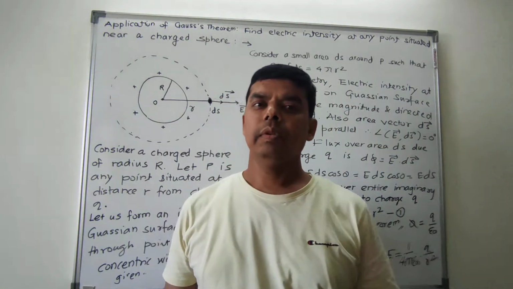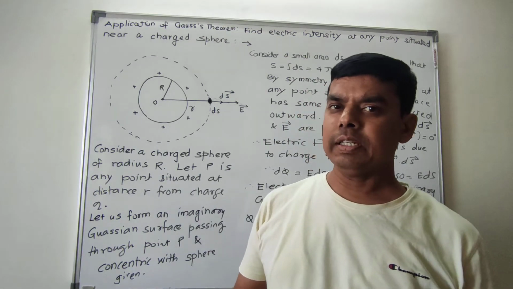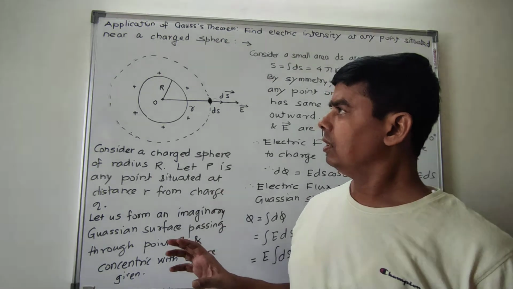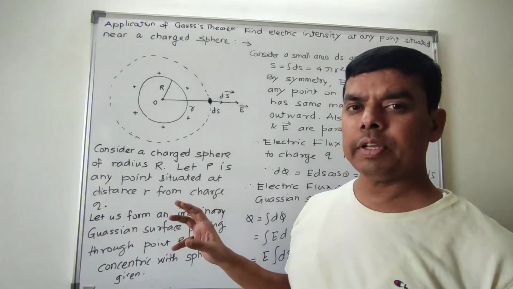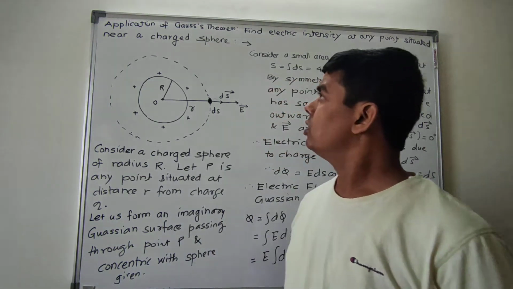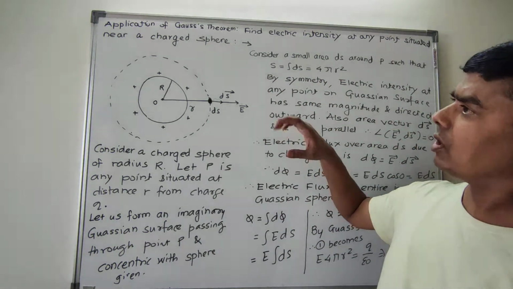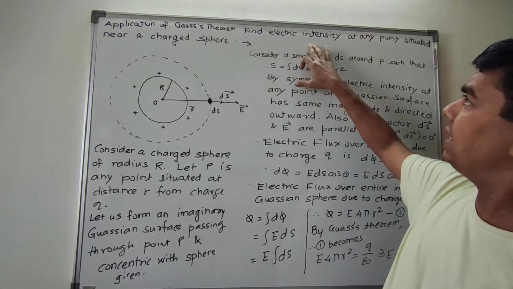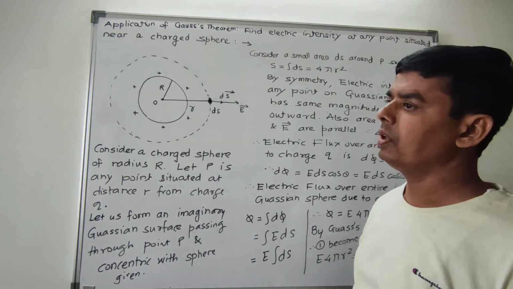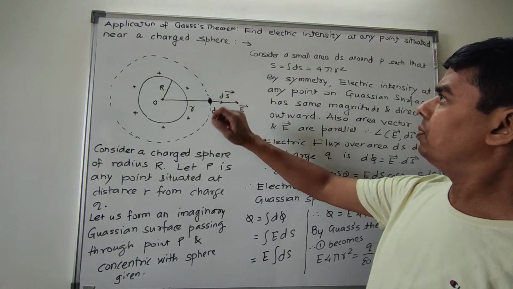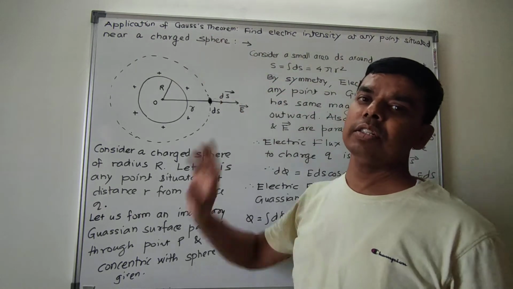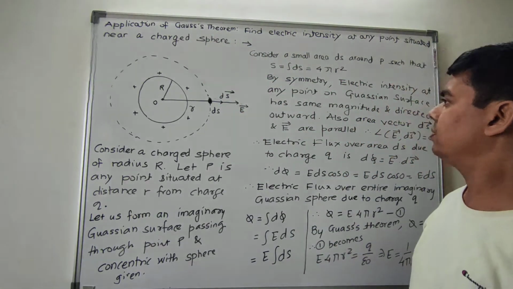Hello friends, we are now going to discuss the first application of Gauss's theorem. Here I have given the proof for the first application of Gauss's theorem so that our time will be saved on YouTube. The application of Gauss's theorem we are going to discuss is electric intensity at any point situated near a charged sphere. So the question in the examination will be: find electric intensity at any point situated near a charged sphere with the help of Gauss's theorem.